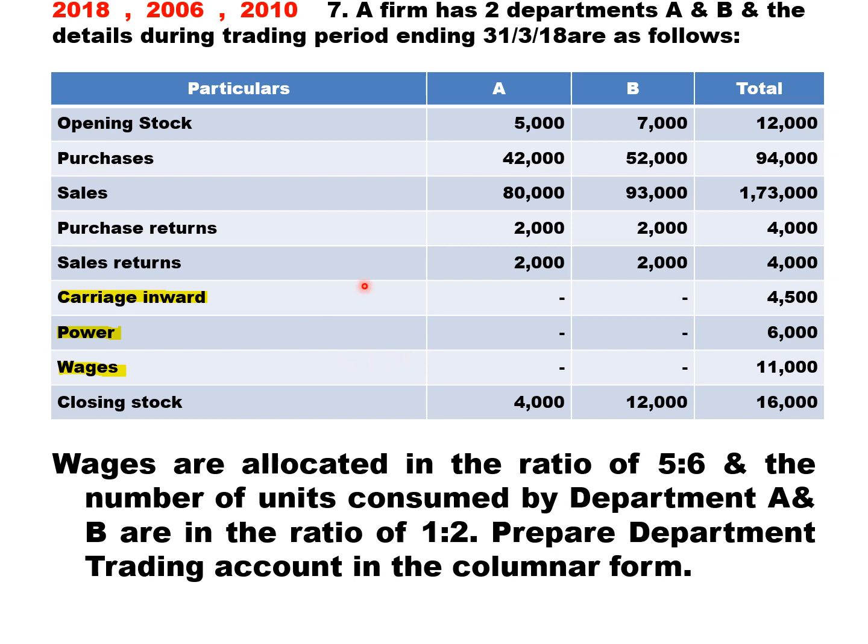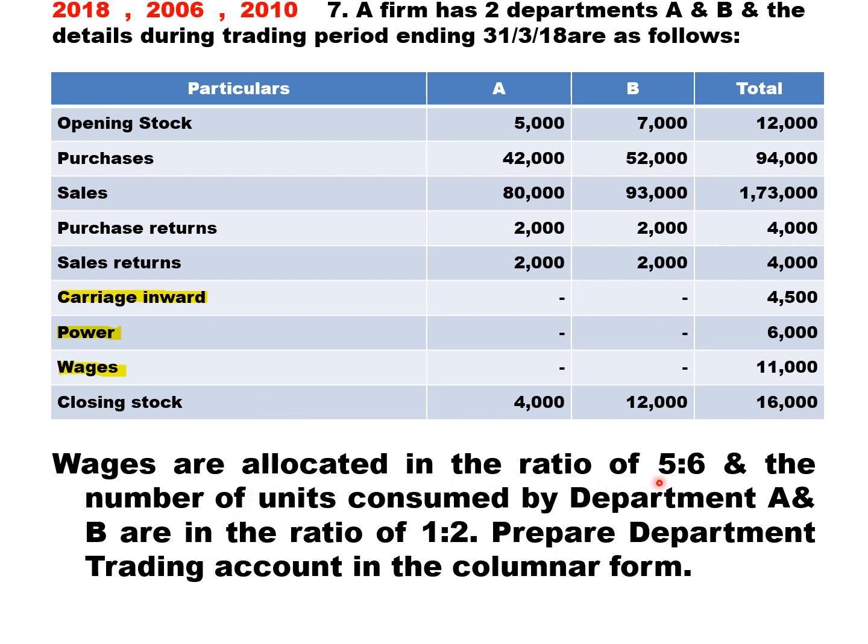Okay, this is the second question of today's class, students. The serial number is 7. This question has appeared for 3 years, 2018, 6 and 10. A firm has two departments, A and B, and the details during the trading period ending 31st March 18 are as follows: opening stock, purchases, sales, purchase return, sales return, carriage inward, power, wages and closing stock.